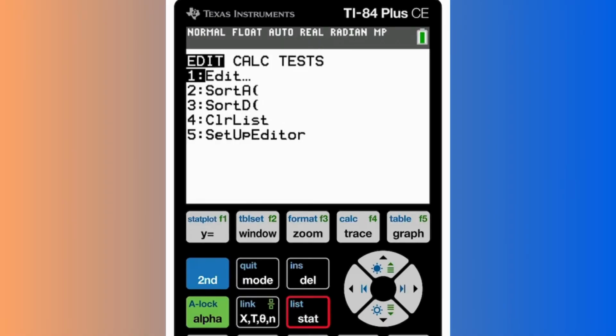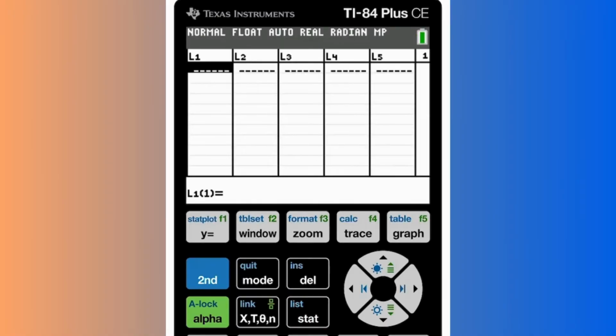Now we're going to hit that stat button. We're going to hit enter on edit. And we're going to enter all of our X values in the column that says L1 and all of our Y values in the column that says L2. So for example, my first X value is 135 as the average heart rate. So I'm going to put a 135 here, hit enter, and then I would just continue down my list for my X's. And when I'm done, I would scroll to the right and continue the list for the Y's. So I'm going to go ahead and fast forward through this part.